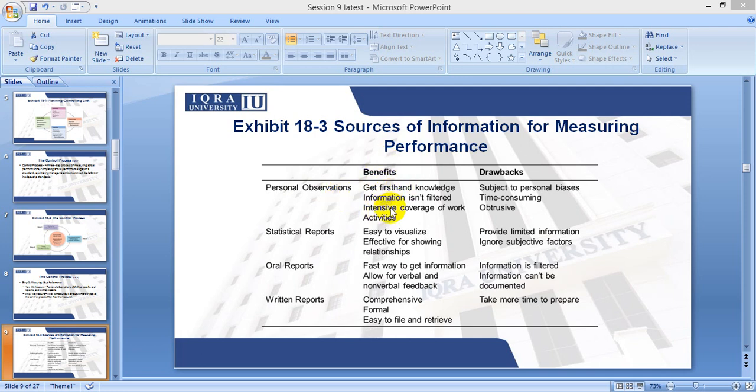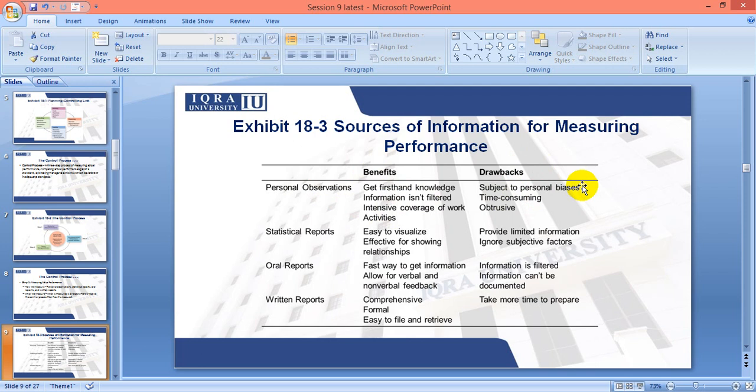So these are the benefits that we gain from personal observation, and what are the major drawbacks? It is subject to personal biases. Obviously when somebody is going to observe and the control is totally lying over the personal observation, personal bias comes in, and definitely some favoritism issues can also arise. It's also very time consuming if we talk about larger organizations with plenty of employees. There are so many departments and so many work activities going on, so how can personal observation be fruitful in this case? It's very difficult.